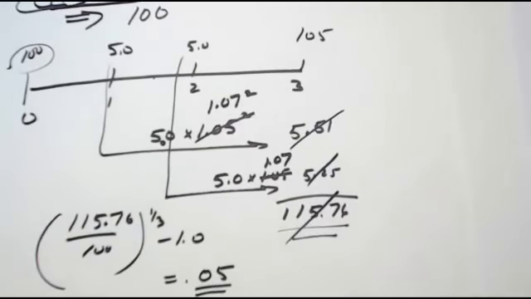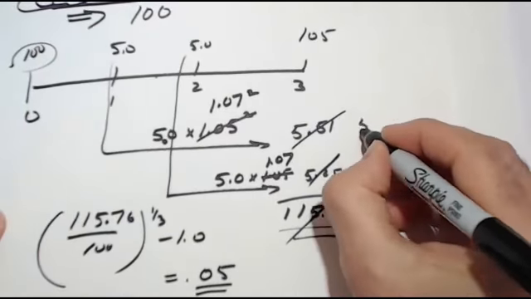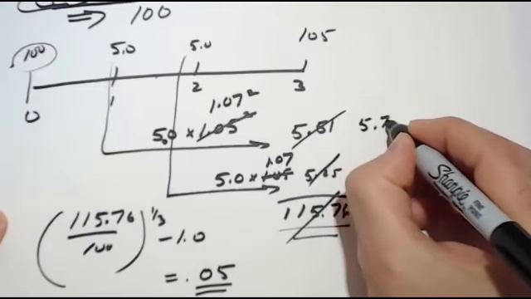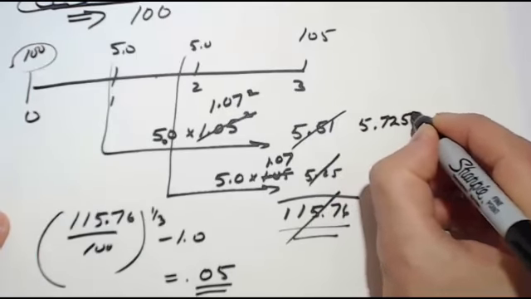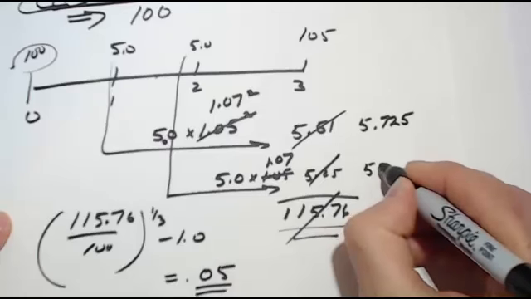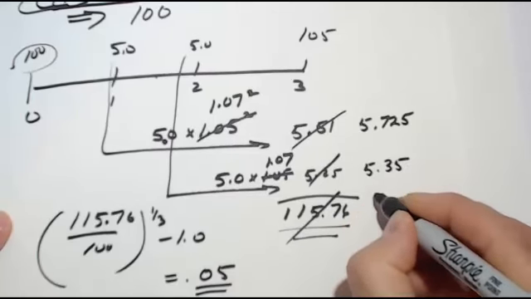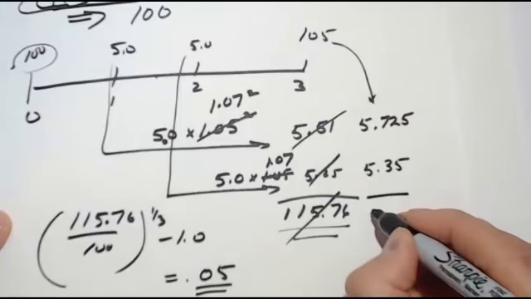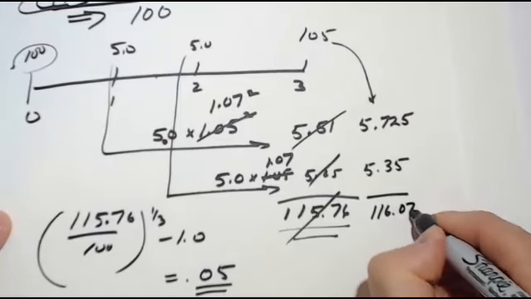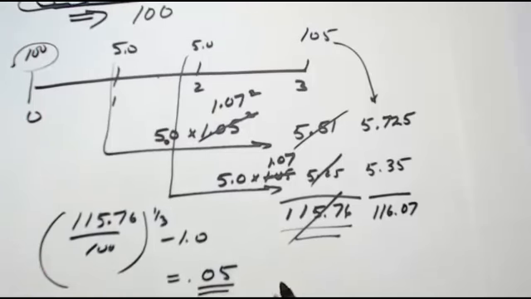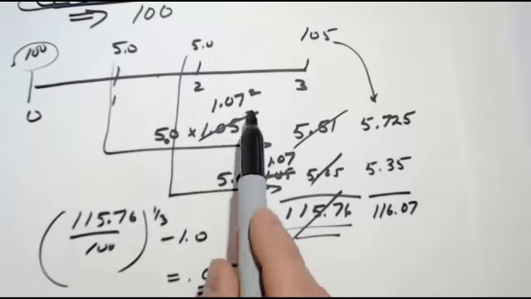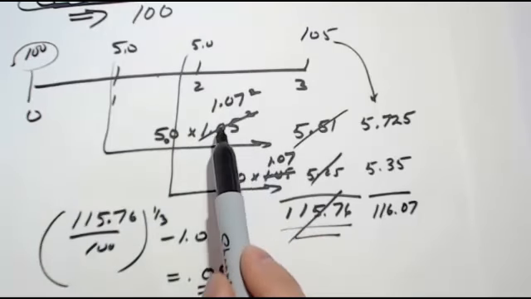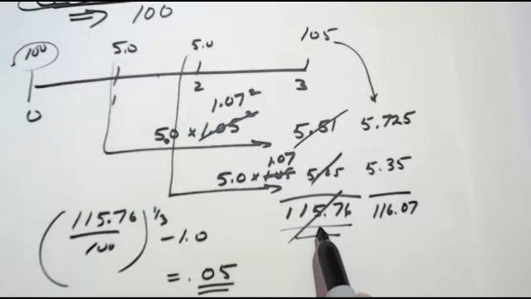So when I do that, I get 5.725, and I get 5.35, and I still maintain the 105. When I add this up, I get $116.07 for a future value of all my cash flows. So all I did was grow this at 7% instead of 5. So I ended up with a little bit more money, as you can see.